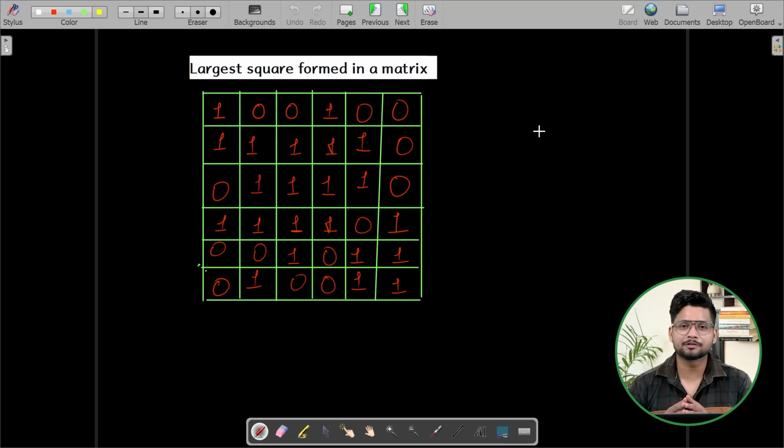So today we are going to solve the problem of the day. Today's question is largest square formed in a matrix. Let's understand the question, then we will find the approach, and then we will code the question. Okay, so we are at our computer screen.